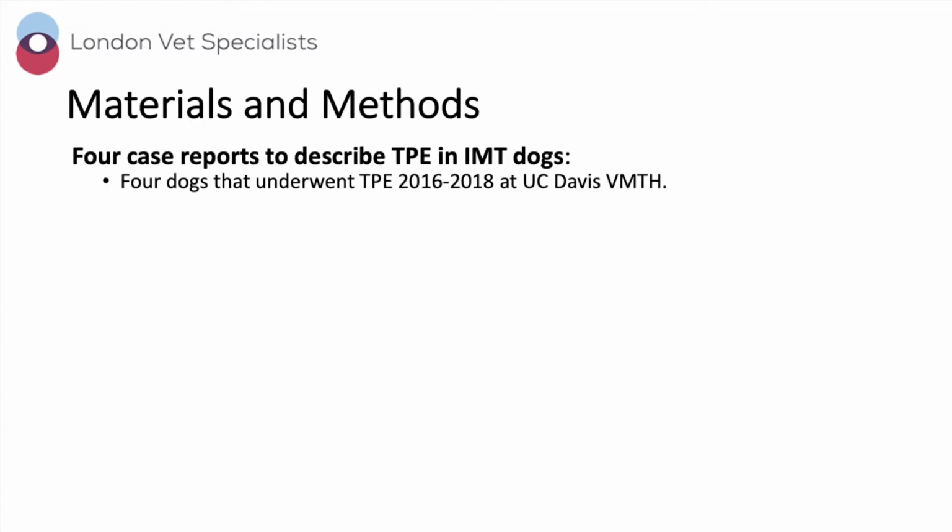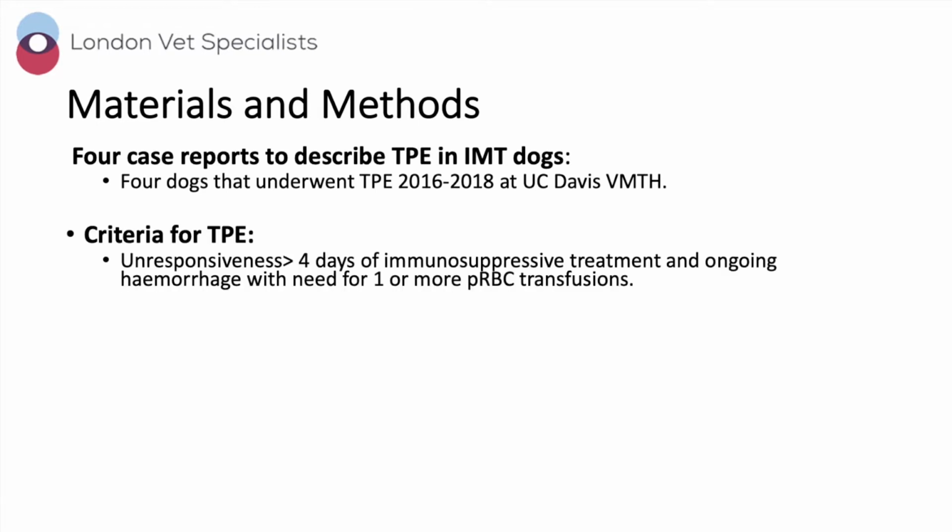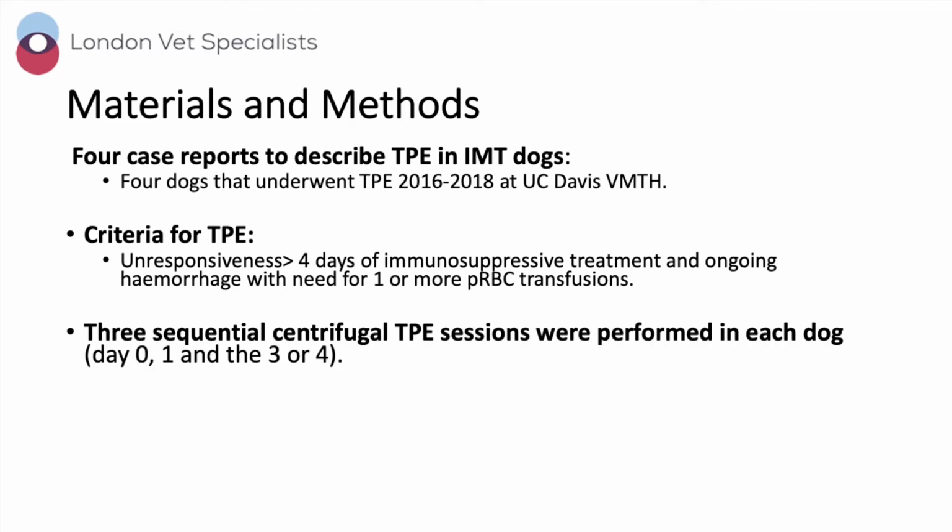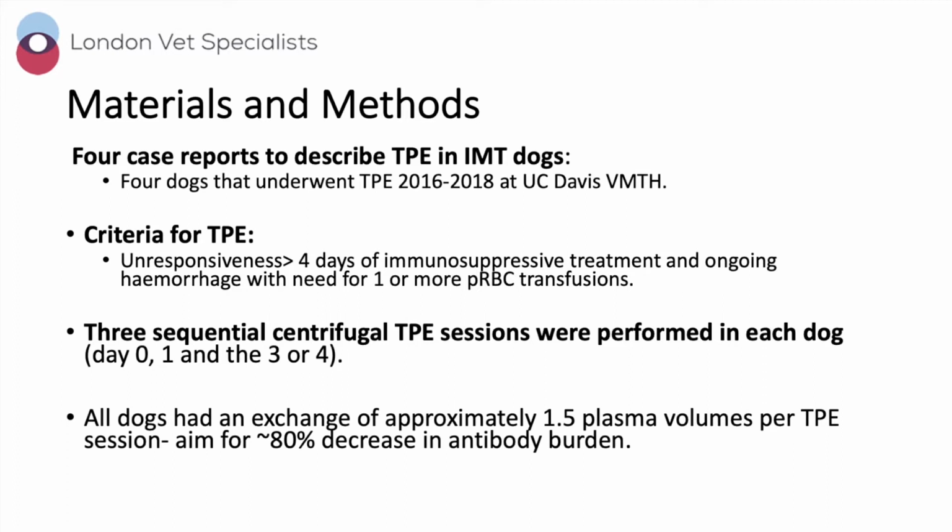So this paper looked at 4 case reports to describe therapeutic plasma exchange in IMTP dogs, and these were performed between 2016 and 2018 at UC Davis. And the criteria for therapeutic plasma exchange in this study was that these dogs had an unresponsiveness to over 4 days of immunosuppressive treatment and ongoing hemorrhage with the need for 1 or more red blood cell transfusions. And each dog had 3 sequential TPE sessions at day 0, 1, and then either day 3 or 4. And all dogs underwent plasma exchange of approximately 1.5 plasma volumes per TPE session, aiming for a total of 80% decrease in antibody burden.